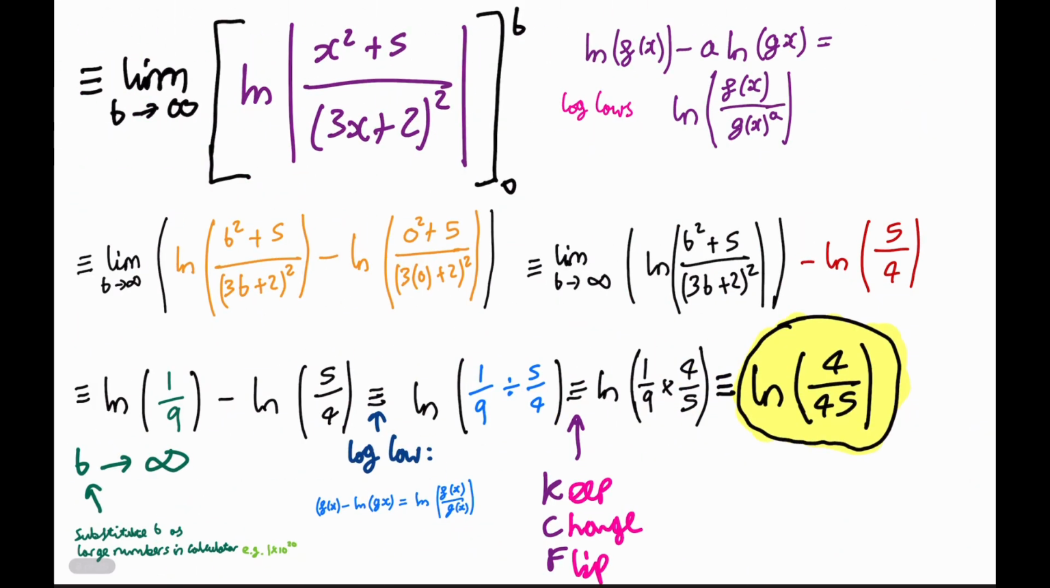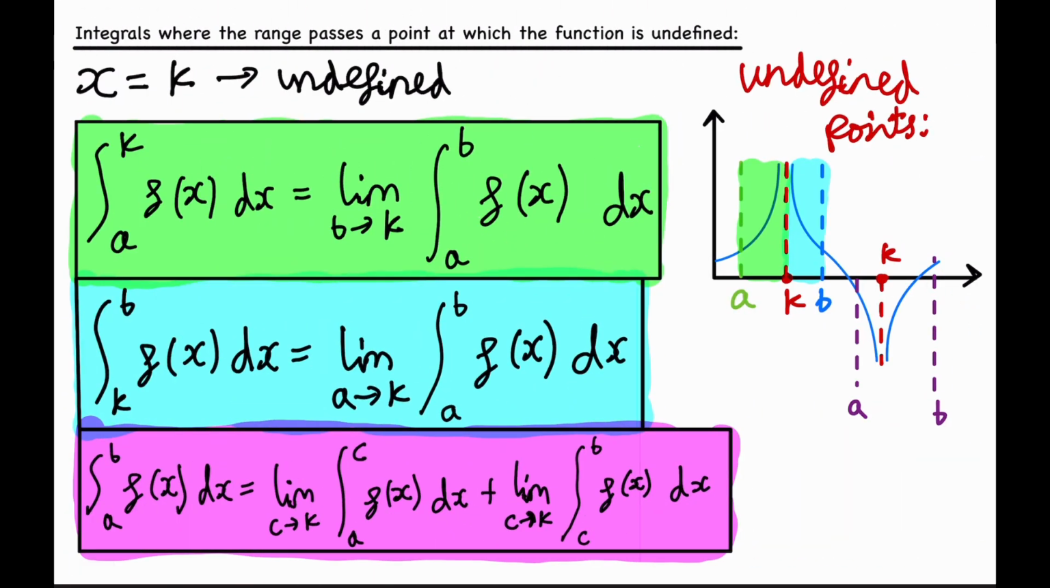Now let's move on to integrals where the range passes a point at which the function is undefined. So this is another type of improper integral, but instead of going to infinity, we're going to a point, like say k here, where the function itself just goes to infinity on the y-axis. So either positive or negative infinity. And as you can see here, say k is undefined: when x equals k, the function is undefined.